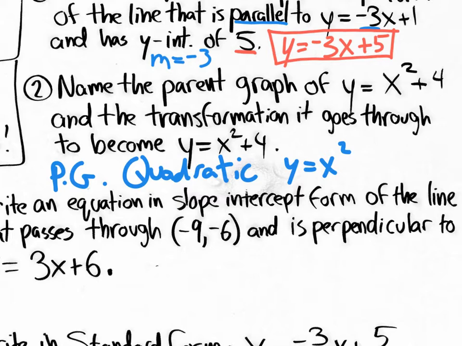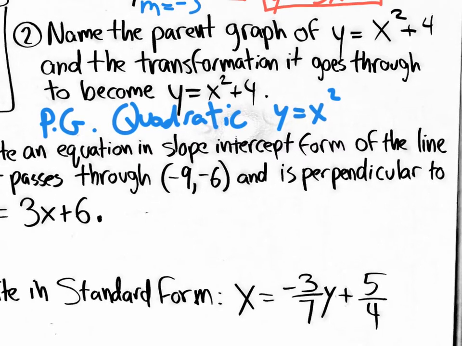Now, let's describe the transformations. I might as well write it down. What happens to the parent graph of y equals x squared when you move it to this new equation, y equals x squared plus 4? In other words, what's the difference between this one and this one? Right here there's a plus 4, over here there's no plus 4. So if you start with your parent graph and you want to get to this graph, we know that it has a k value of 4.